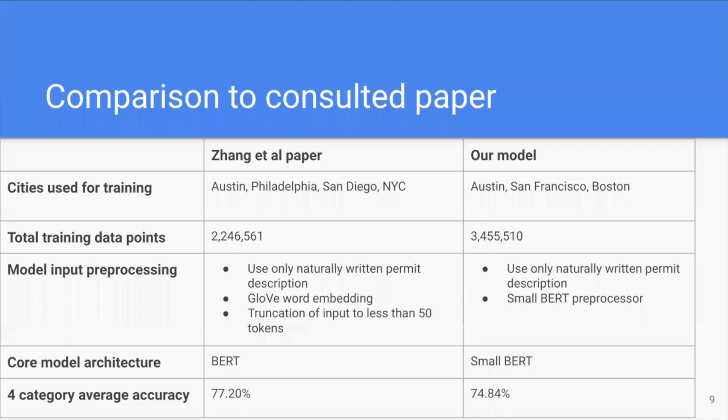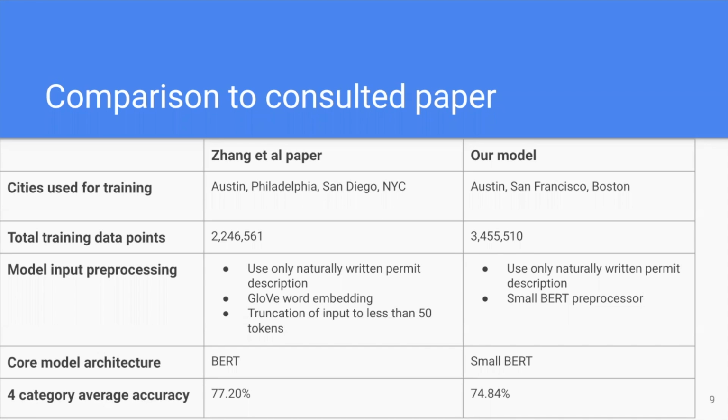So in comparison to the consulted paper that we looked at to do this job, in terms of the cities used for training, they used Austin, Philadelphia, San Diego, and New York City. For our model, we decided to use Austin, San Francisco, and Boston because these cities are more relevant to BuildUp than some of the cities, like maybe San Diego, which is not as popular. For total training data points, the paper used 2.2 million and our model used 2.4.